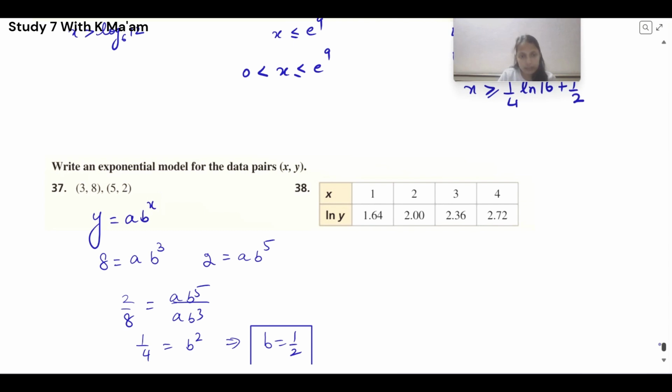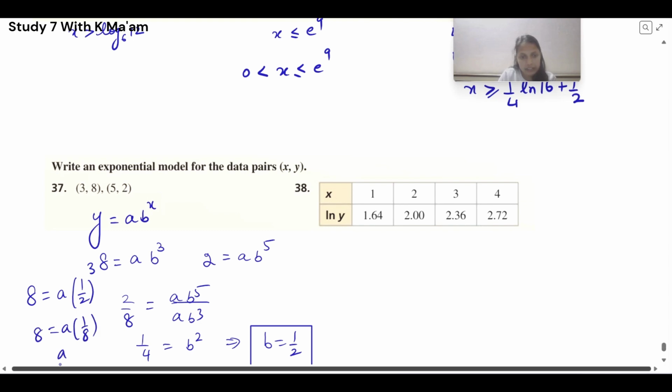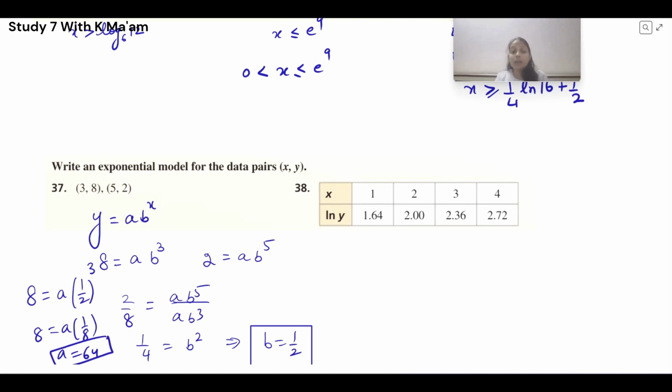Substitute b here. 8 equals a times 1 by 2 power 3. That is 1 by 8. So you got a is 64. Okay? Your a value is 64.